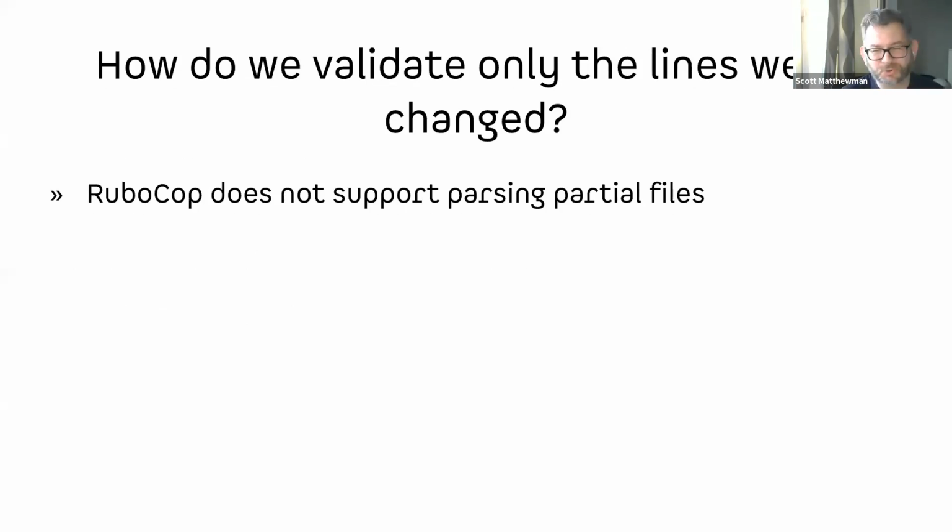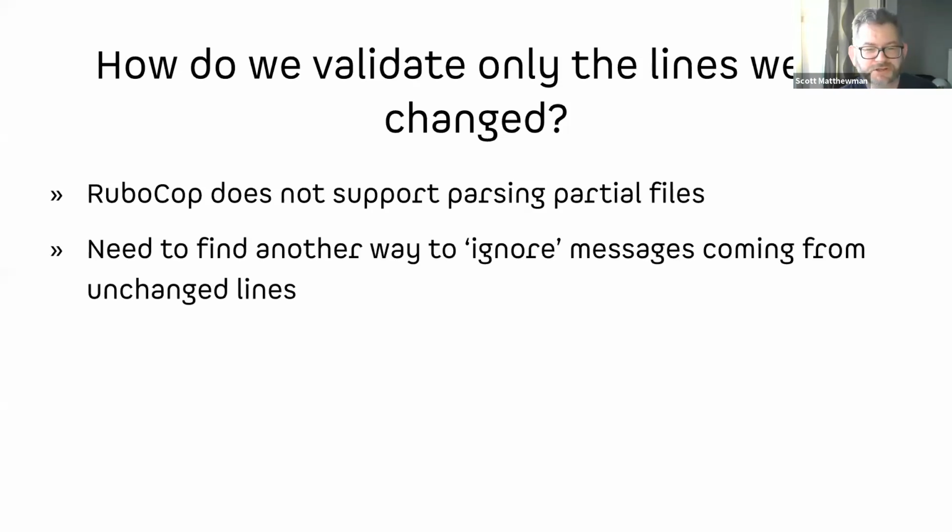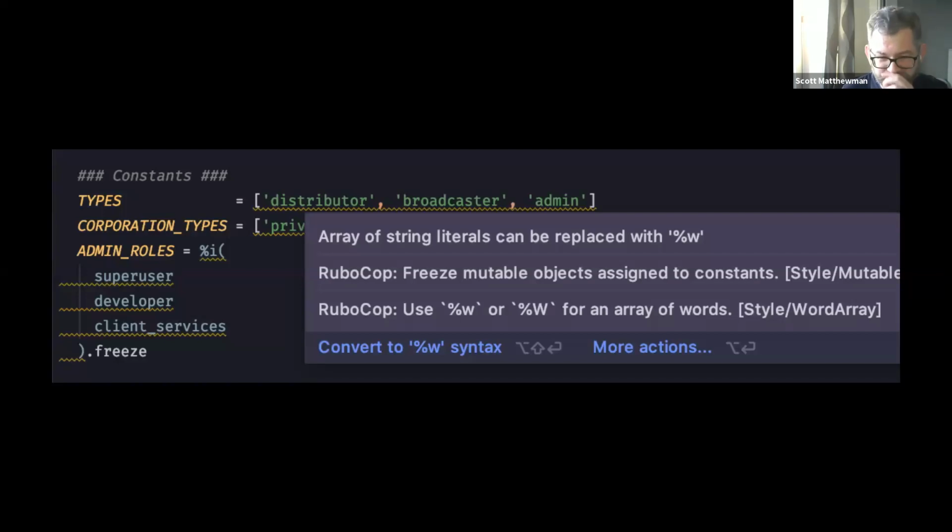Because RuboCop doesn't support only looking at sections of files, we need to find another way to effectively ignore messages coming from lines that we haven't personally changed. And one way is using an IDE that has RuboCop support built in. This is a screen grab from RubyMine, but you can get plugins for pretty much every development environment these days. And so when you're writing code yourself, you can actually see when RuboCop is going to signal something on lines of code that you're writing or changing. But that's very much a manual process, but it still is a useful one.